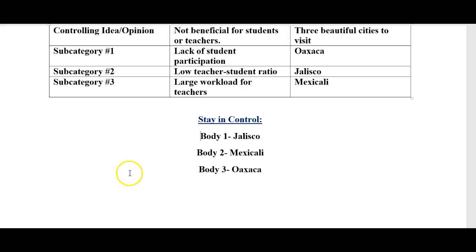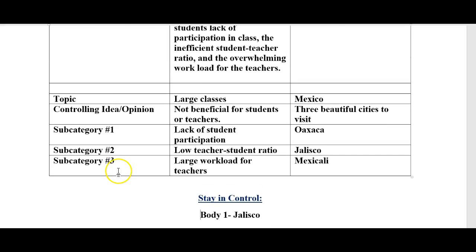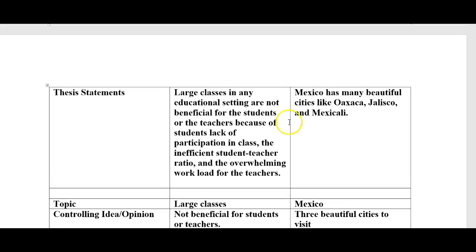The next thing I wanted to point out is, is it necessary to always have an outline or the subcategories? It's not. For instance, let's take a look here. Mexico has many beautiful cities like Oaxaca, Jalisco, Mexicali. If I were writing a really long essay, I may not want to list the subcategories, because my master's thesis was almost 30 pages long, and I would not list all my subcategories if I had that many. I would make it more general. You could say, Mexico has many beautiful cities to visit, period. Then the reader knows that as they read the essay, you're going to tell them about those cities.